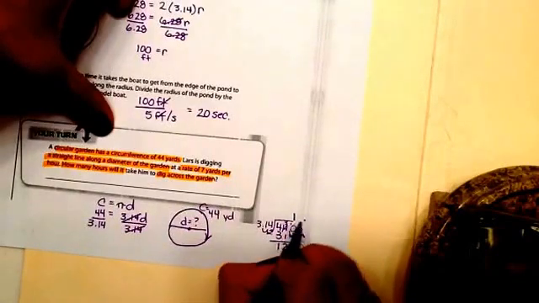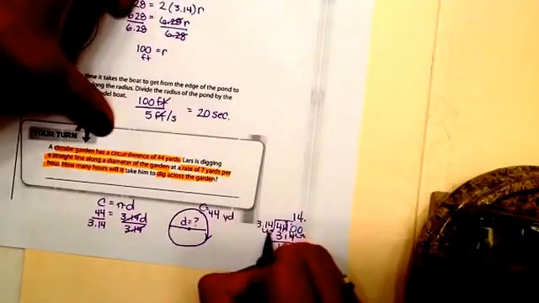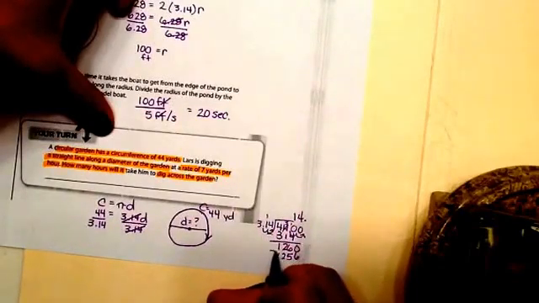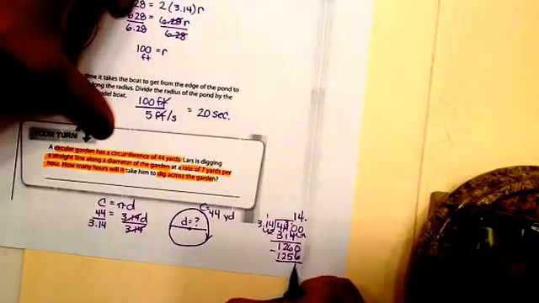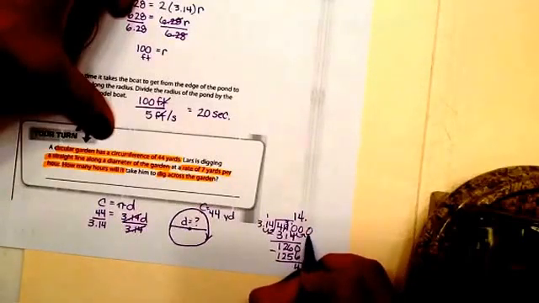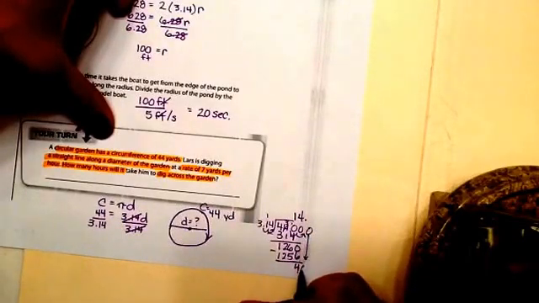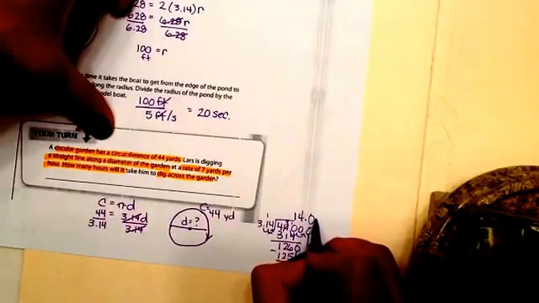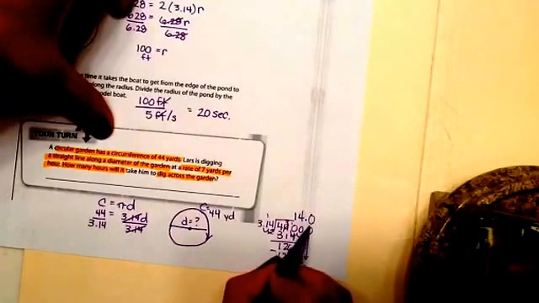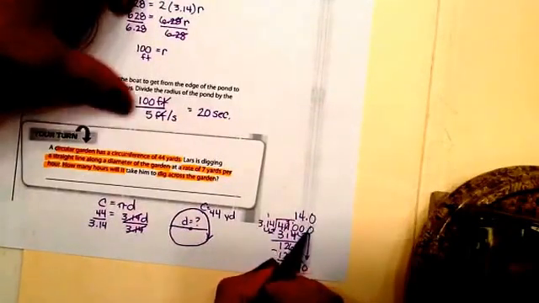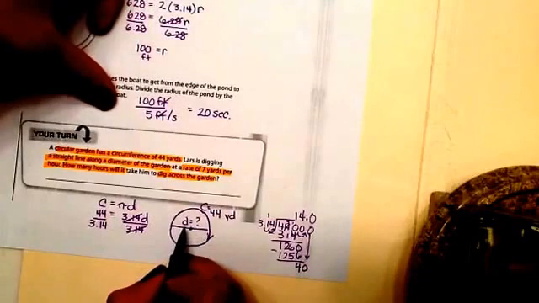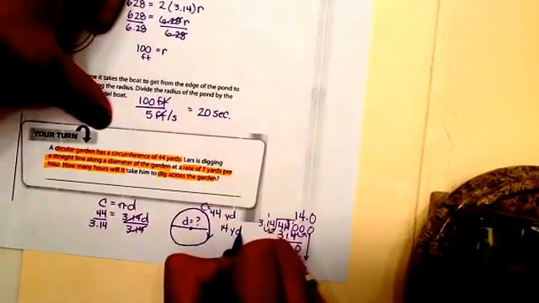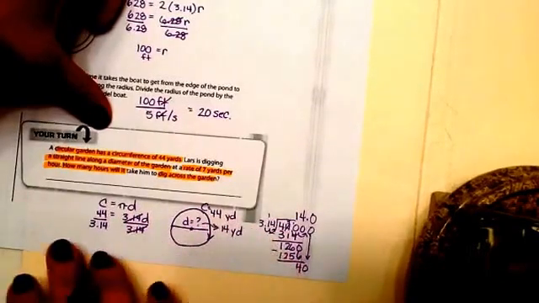314 goes into 1260 4 times. That's 16, 4, 5, and 12. So when I subtract here, I only have a 4. I could attach another 0, bring it down. It's not going to go in. So basically, I can pretty much stop right there because you're just using an approximation. So our diameter's about 14, and this was in yards. Okay, so D equals 14 yards.